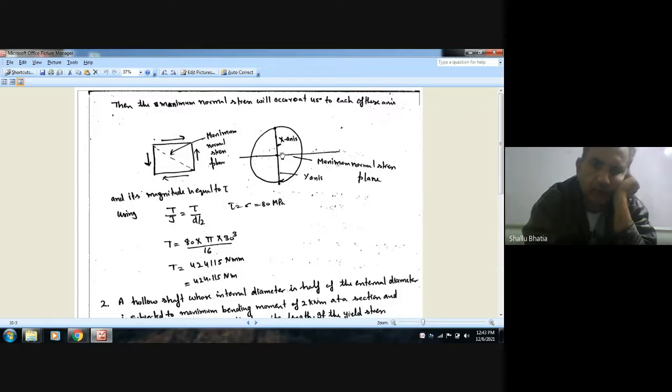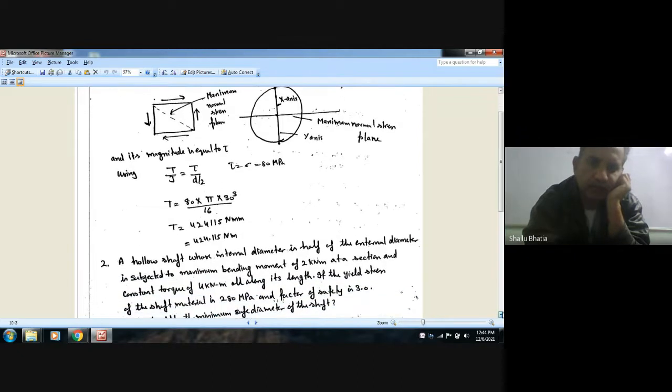The magnitude of this normal stress is the radius of the Mohr circle, and the magnitude of this is also the radius of the Mohr circle, which is equal to tau. So the maximum normal stress will be equal to tau, and the maximum normal stress of the metal is given as 80 MPa. So sigma is equal to tau is equal to 80 MPa. By using the torsion equation that we will study later, we can find the torque by putting D equal to 30 mm and J equal to pi by 32 D to the power 4, and we can get the torque.